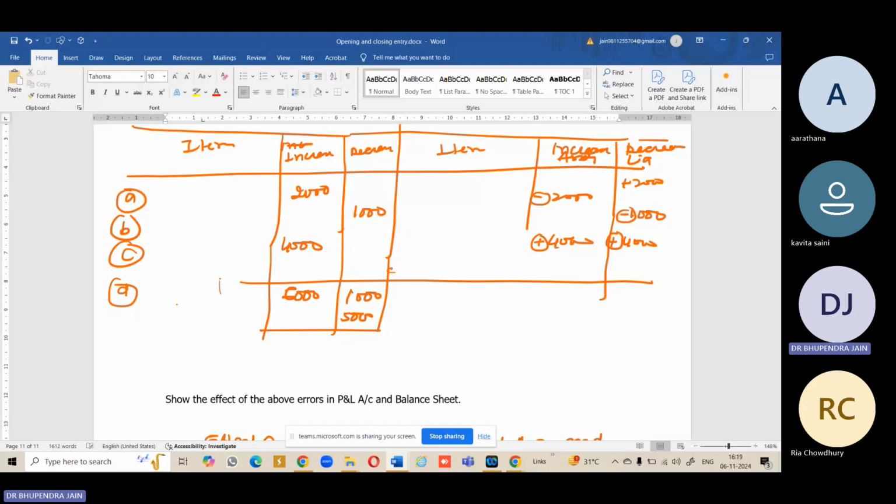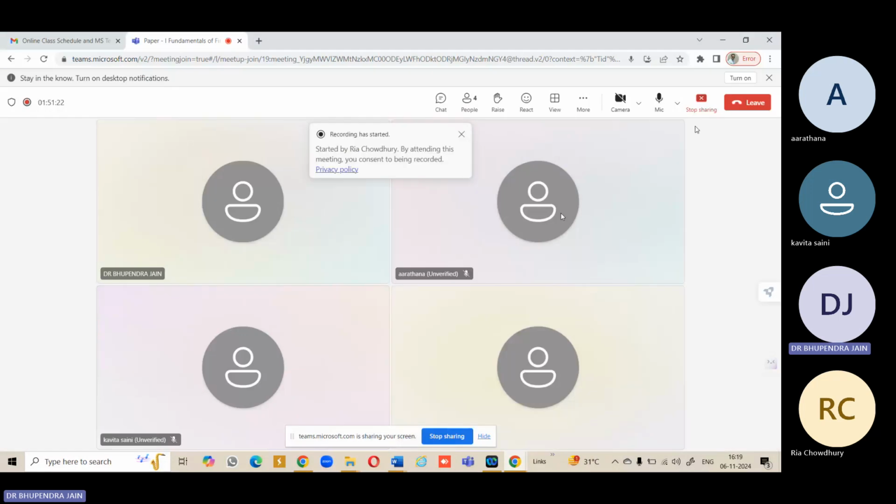What will we write here? Profit will increase by rupees 5,000. How much is the total profit increase during the year? This is the net effect of profit. The profit will increase by rupees 5,000. In the same way we will calculate here whether assets increase or decrease.